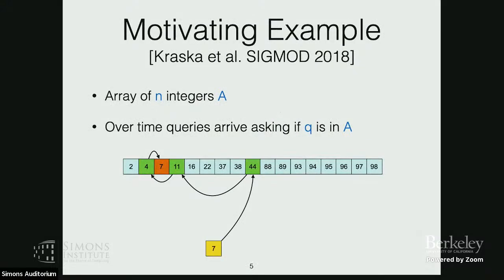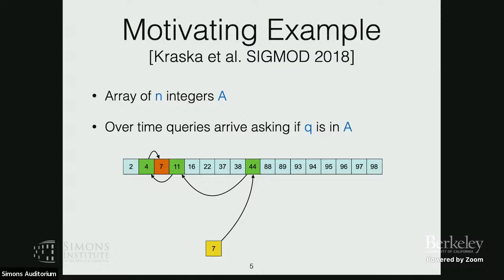Okay. So for those of you who haven't seen this before, Yossi talked about it, but let me do another warm-up example. This example comes from a paper of Kraska et al., SIGMOD 2018. So here we have an array A of n integers, sorted. Now over time, we get requests for queries. You say, hey, is this number in the array? For example, here, we get a request for 7. The array is sorted, so we just do a binary search to solve this problem. We say, hey, yes, it's in the array, or no, it's not.